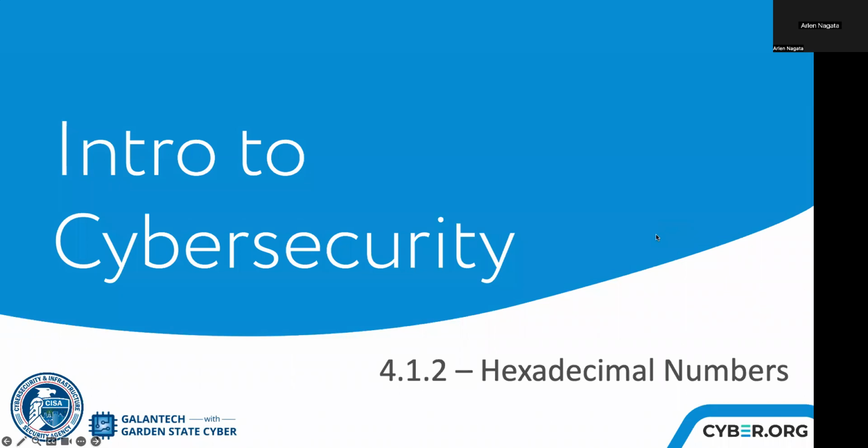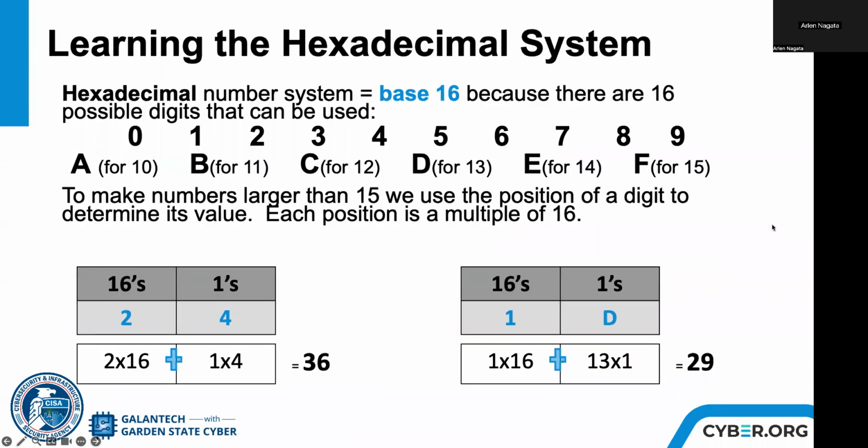Okay, so if you're still kind of lost with binary, I'd encourage you to go back and look at those videos again and just make sure you understand how it all works. We're going to now transition to hexadecimal. So hexadecimal is base 16. Okay, and what that means is we count from 0 to F.